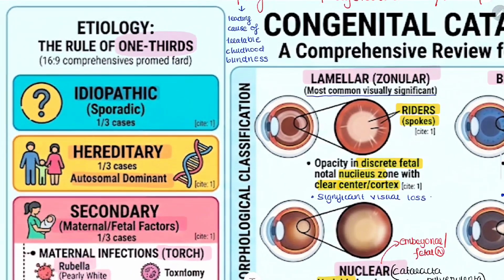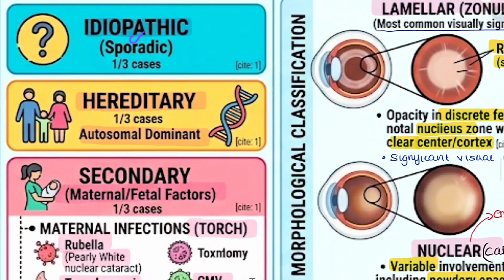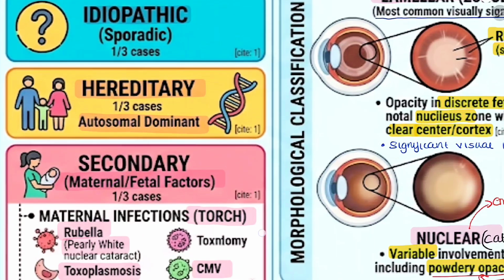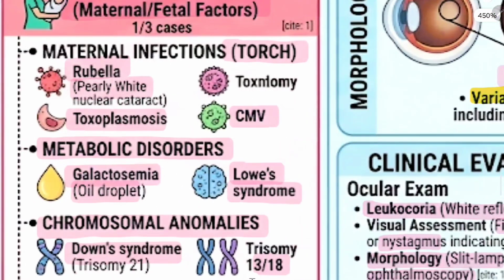So coming to the etiology, it is the rule of 1/3. That is, 1/3 is idiopathic, 1/3 is hereditary and autosomal dominant, and the other 1/3 is secondary, which can be due to maternal or fetal factors. Maternal factors include maternal infections, that are the TORCH infections, and the most prominent one is rubella, which will result in pearly white nuclear cataract. There can also be toxoplasmosis or cytomegalovirus causing the cataract.